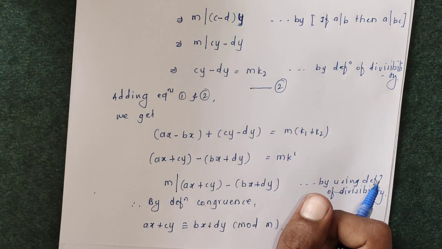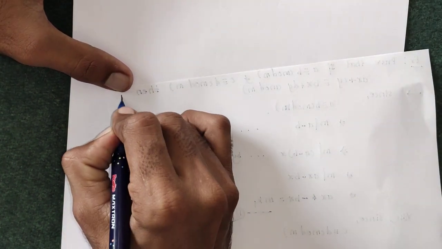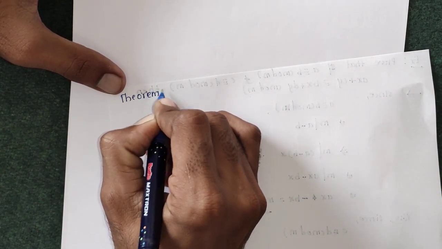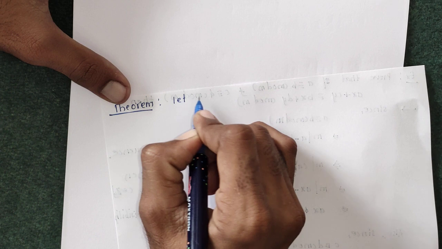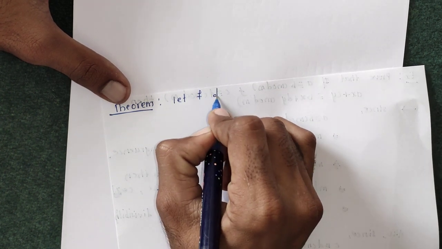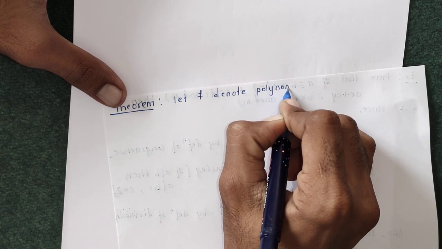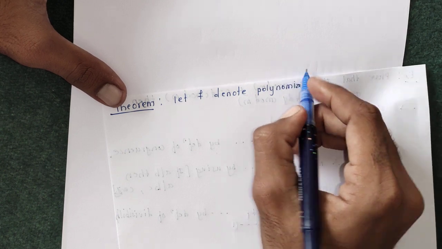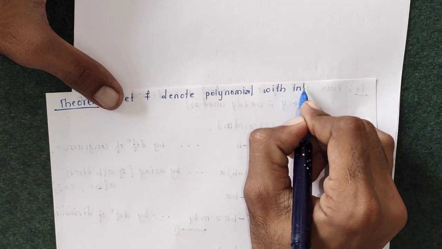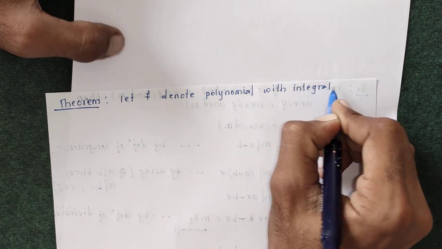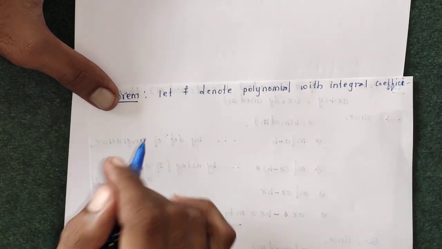Now the next theorem. The statement of the theorem is: let f denote a polynomial with integral coefficients.